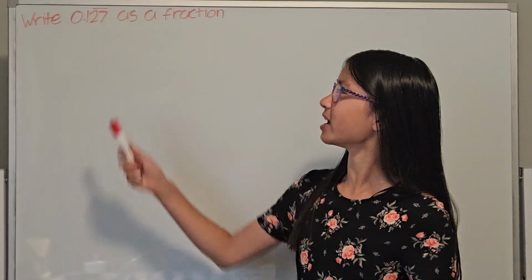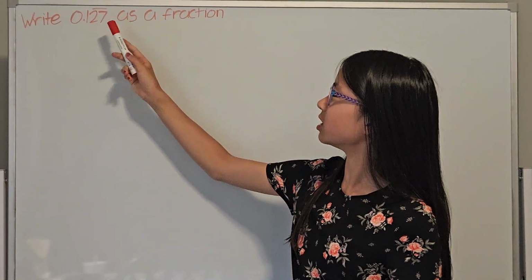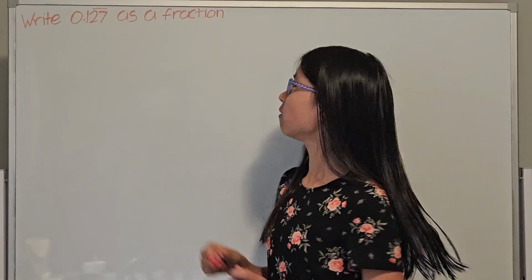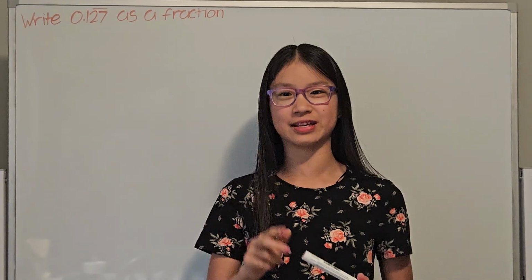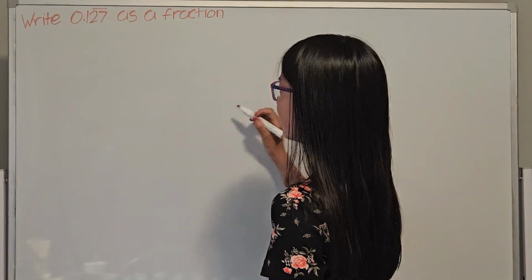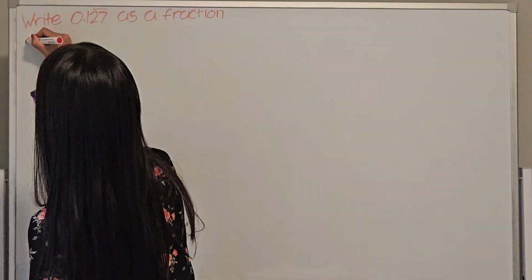Today we're going to write 0.12727 continuing as a fraction. For this problem, there are two methods. First is the classic method, and that's what I call solution 1.